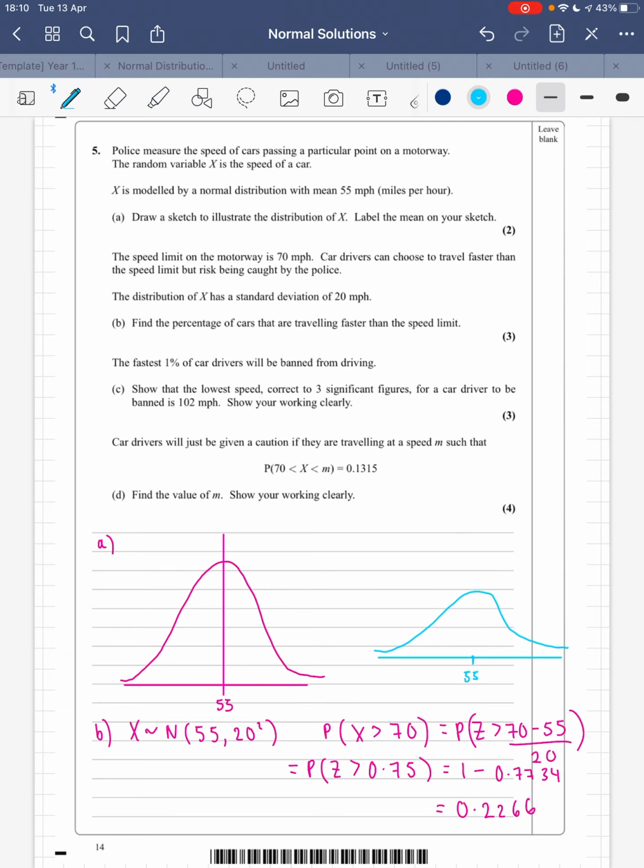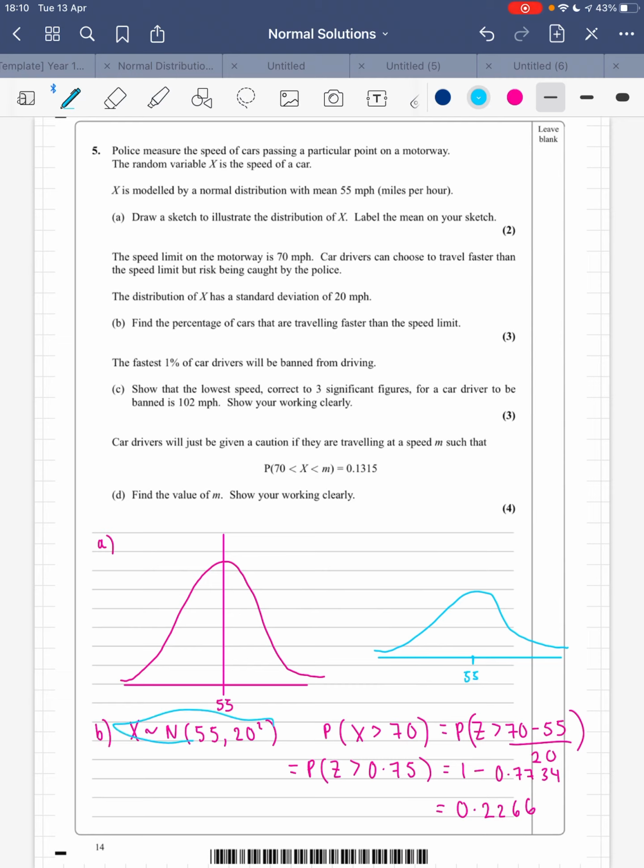So the speed limit on the motorway is 70 miles per hour. Car drivers can choose to travel faster than the speed limit, but they risk being caught by the police. That's an interesting way of describing speeding on a motorway, but here we are. The distribution of X has a standard deviation of 20 miles per hour. Find the percentage of cars that are travelling faster than the speed limit.